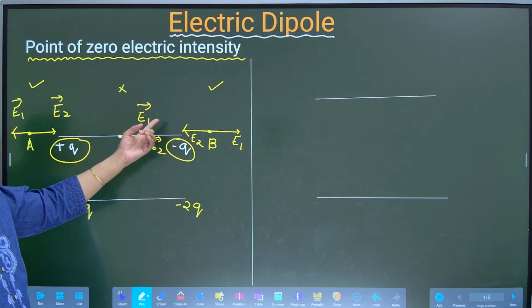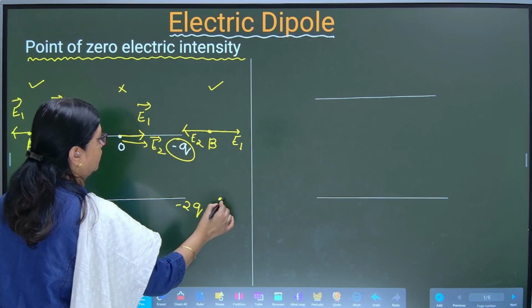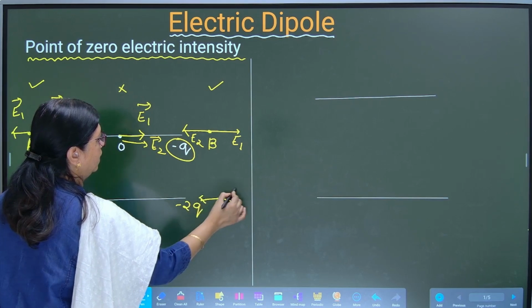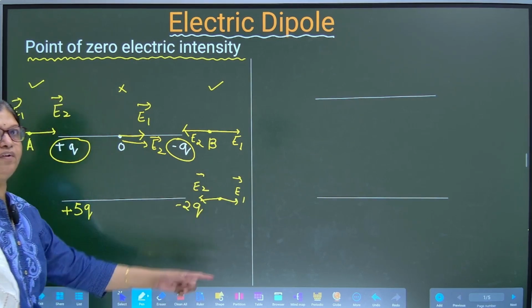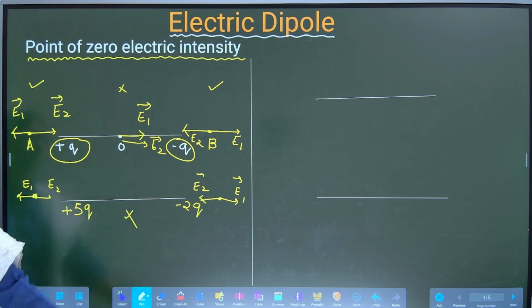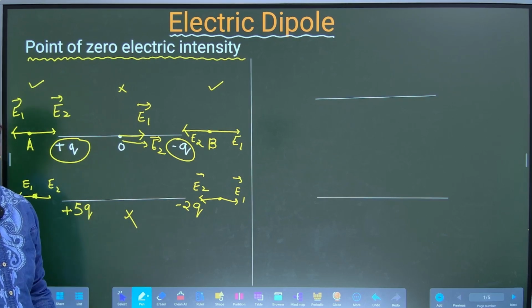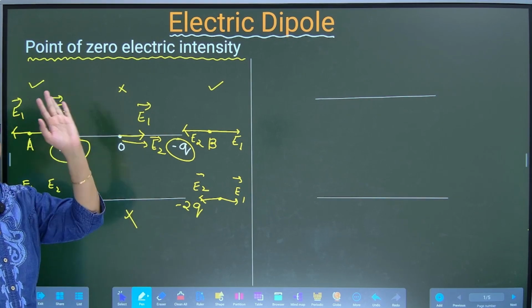Then where do I get the zero electric intensity? From this knowledge, I will get it here. I can see E1, E2 opposite. Somewhere there. Or here, I can say this also again: E1, E2 opposite. Can I get it here? No. That means I will not get a zero electric intensity somewhere in between these two charges of different polarity.